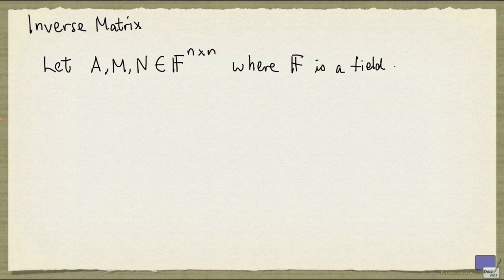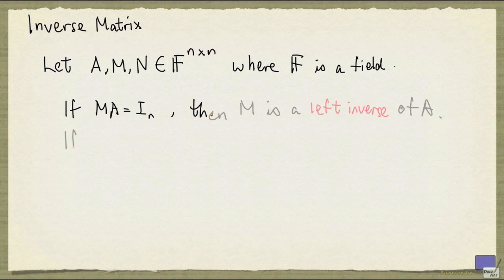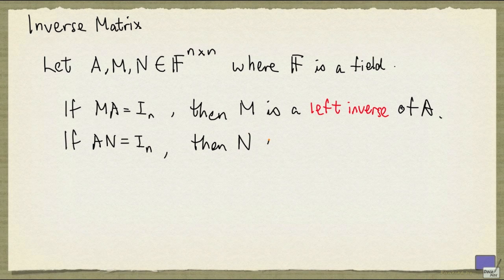Let A, M, and N be n by n matrices with entries from a field F. If M times A is the n by n identity matrix, we call M a left inverse of A. If A times N is the n by n identity matrix, then N is a right inverse of A. It turns out that left inverses are also right inverses, and vice versa. But this fact requires proof.